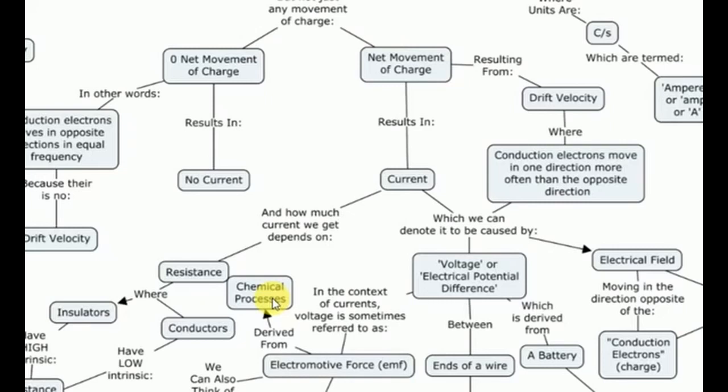So in this case, if current is the movement of positive charge, net movement of positive charge, then the electric field must be pointing in the same way as the current, because the electric field moves away the positive charges. And so it would move away the current, so that the current and the electric field are parallel. So we could say that the drift velocity is caused by the electric field moving in the opposite direction of the conduction electrons, but in the same direction as the current. We could say that.